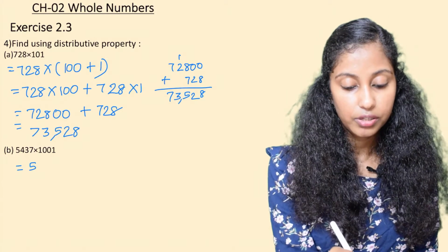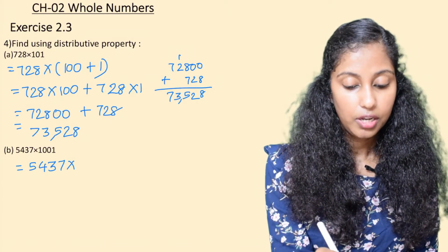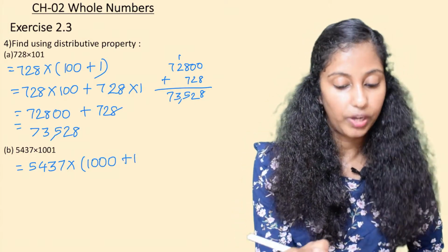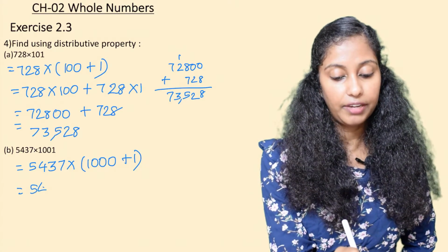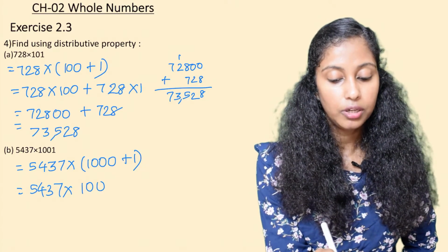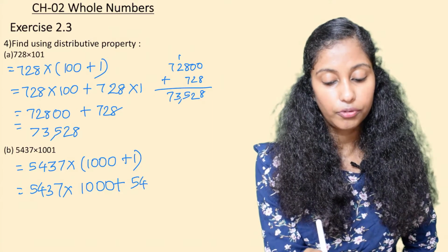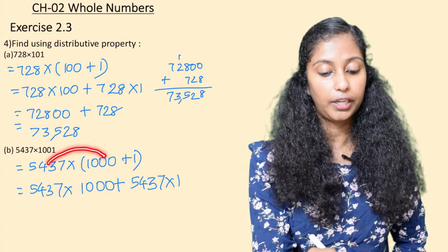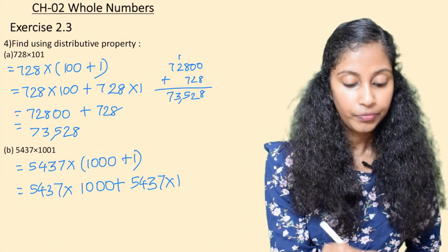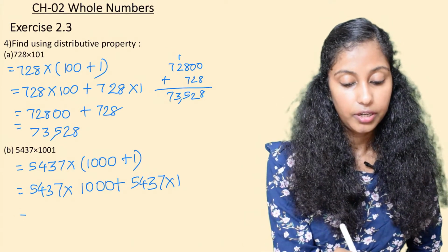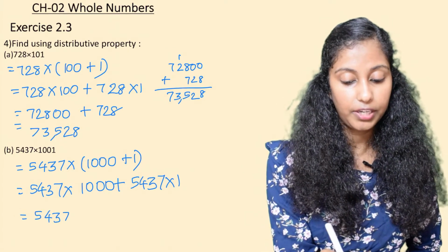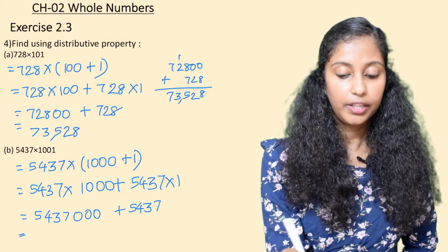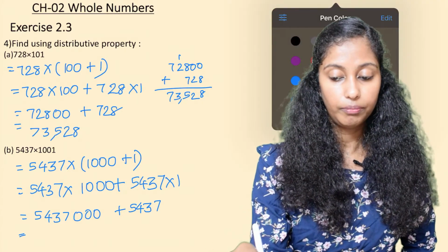So here again what we do is 5,437 multiplied by 1,001. So we write 1,000 as it is plus 1. Now we multiply 5,437 by 1,000 plus we copy as it is 5,437 we multiply by 1 also, because 5,437 is getting multiplied by the whole bracket, and then we ultimately solve it. 5,437 multiplied 1 is same, and then 3 zeros. 5,437 multiplied by 1 is same, and then we just add in the rough column.